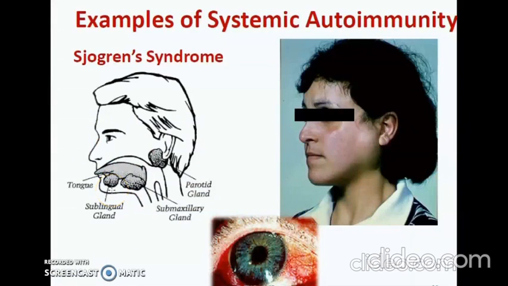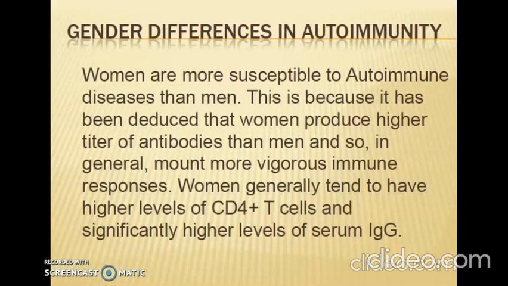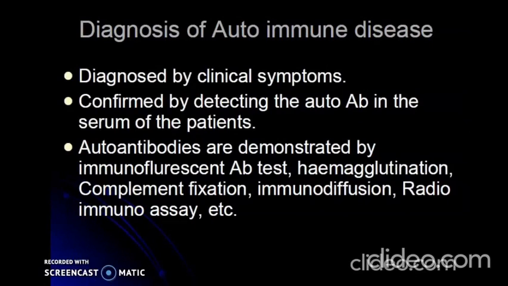Another example of the systemic autoimmune disease is Sjogren syndrome. It is a triad of conjunctivitis sicca, dryness of the mouth, with or without salivary gland enlargement, and rheumatoid arthritis. This syndrome may occur in association with other collagen diseases. Gender differences in autoimmunity. Women are more susceptible to autoimmune diseases than men. This is because it has been deduced that women produce higher titers of antibodies than men and so, in general, more vigorous immune responses. Women generally tend to have higher levels of CD4 plus T cells and significantly higher levels of serum IgG.